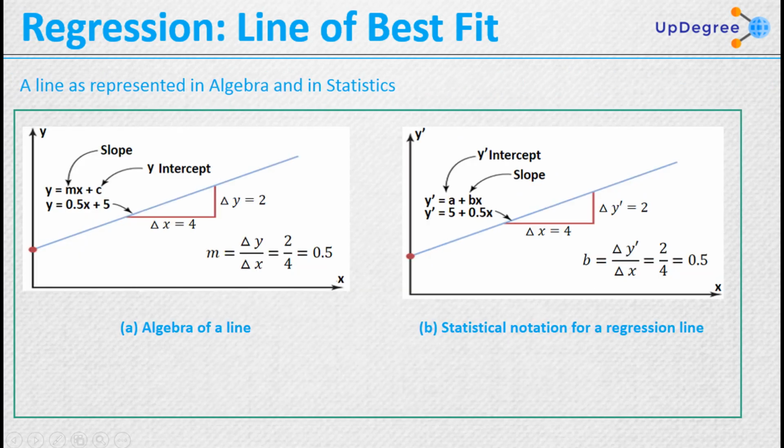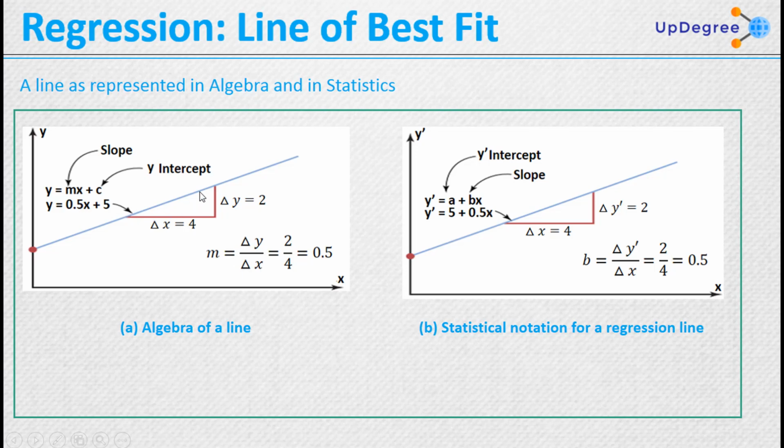Now, the regression line equation. A line as represented in algebra and in statistics is something like this. The equation is y = mx + c. What is m? That is the slope or gradient. What is x? That is the value along the x-axis, the independent variable. And what is c? That is our y-intercept. So this intercept is this one. And how do we calculate m? m is nothing but delta y by delta x.